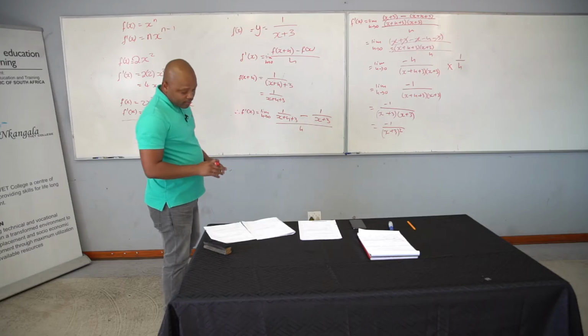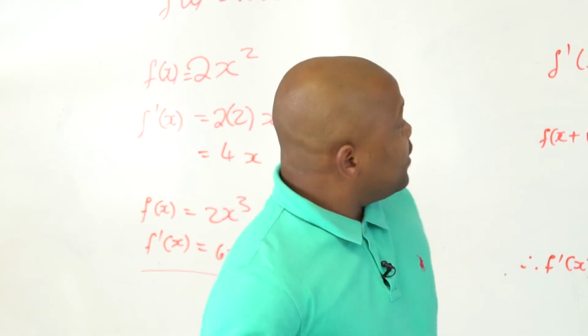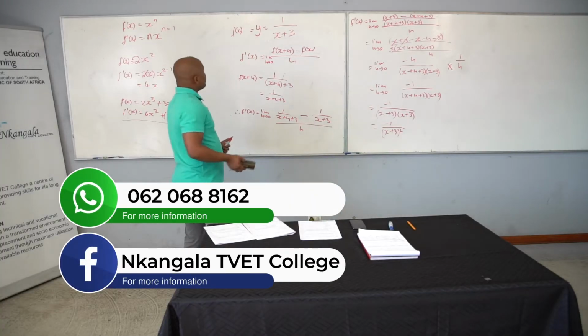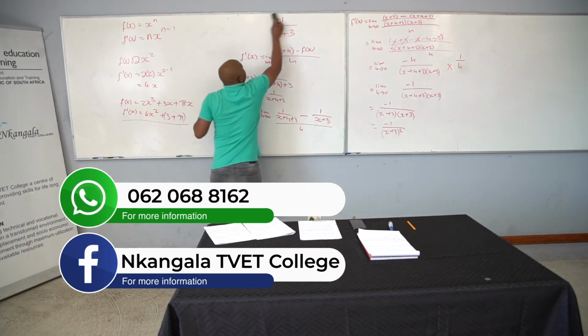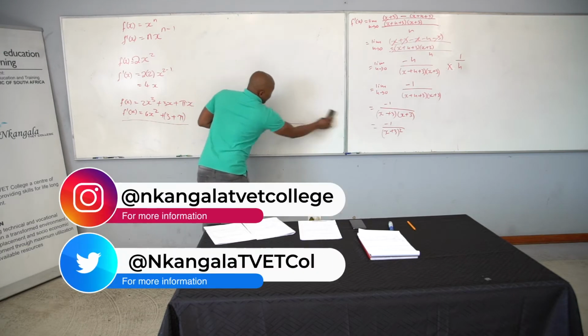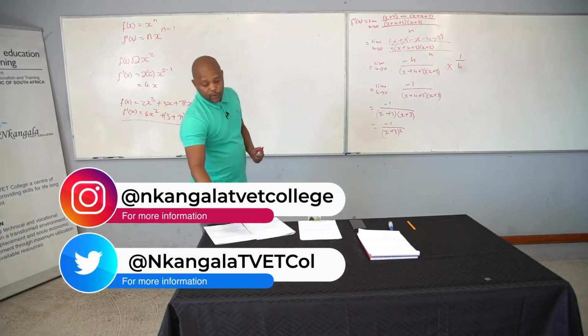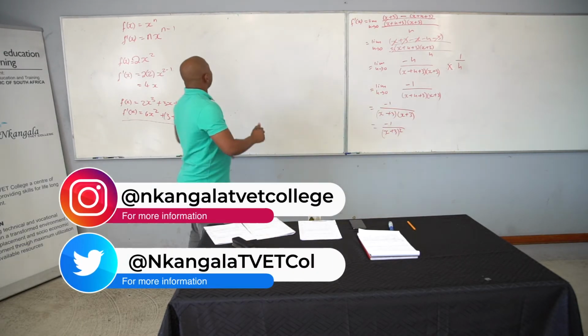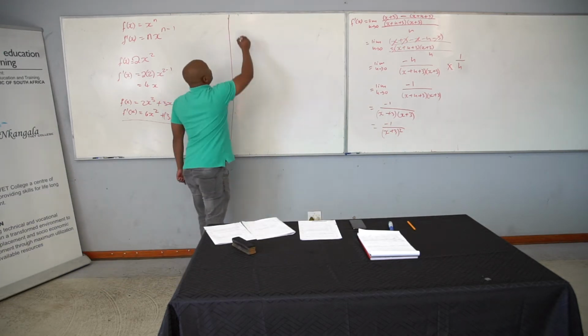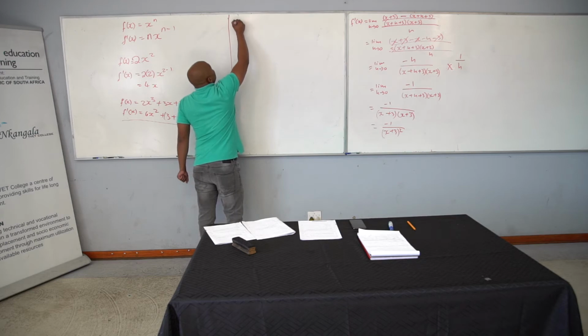Okay, sharp. And then from there, now in N4, we are doing the big guns. So we're going to learn about the product rule, the quotient rule, and the chain rule. So let's differentiate between the three rules. The first one is the product rule.